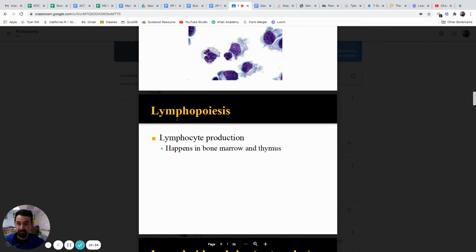Okay, final term, and I think we'll stop here, is the term lymphopoiesis. So poiesis means the formation of something. And like we said, your T cells are formed in your thymus, your B cells are in your bones. And so those lymphocyte production is known as lymphopoiesis.